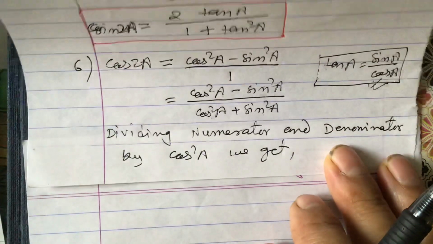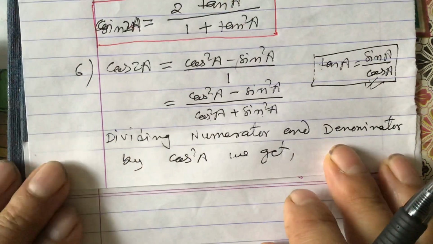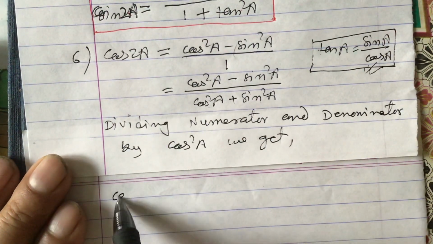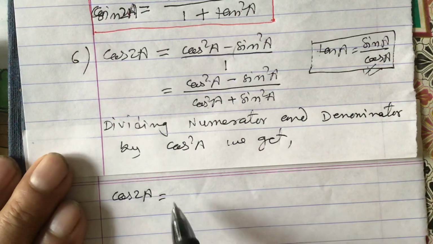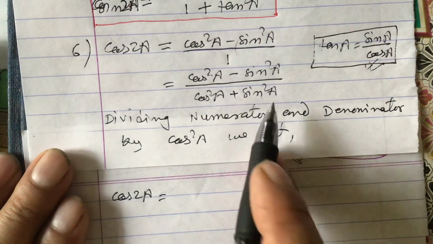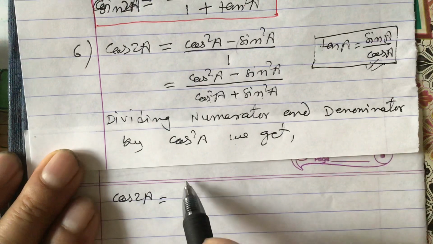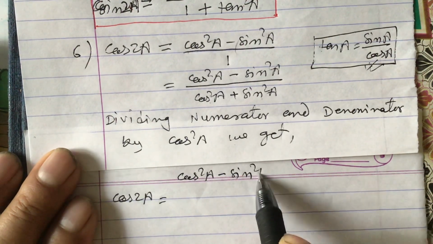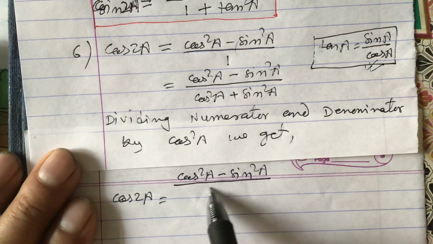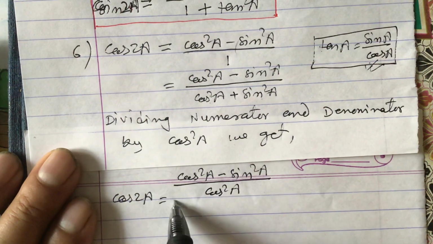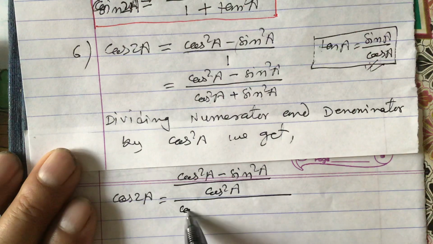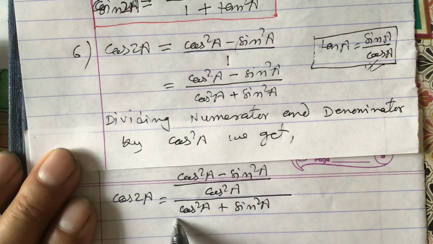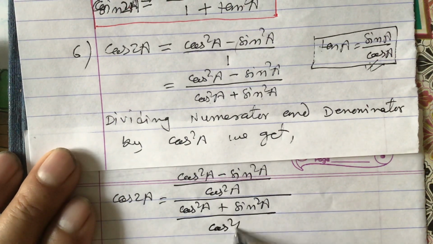If you divide both numerator and denominator by cos square a, then you will get like this: cos 2a equals, now numerator we have to divide by cos square a, so cos square a minus sine square a divided by cos square a, and in denominator also cos square a plus sine square a divided by cos square a.